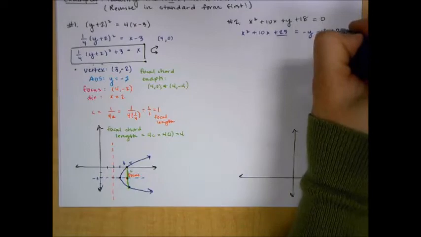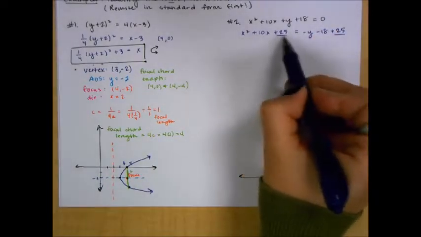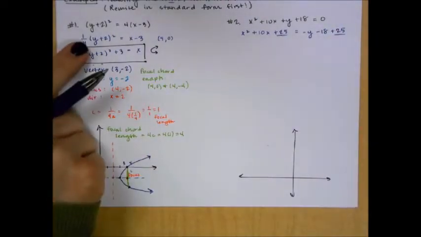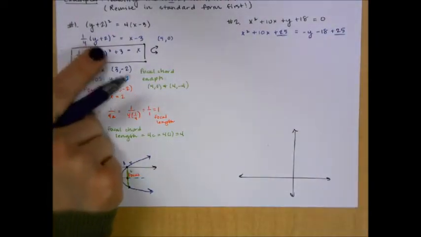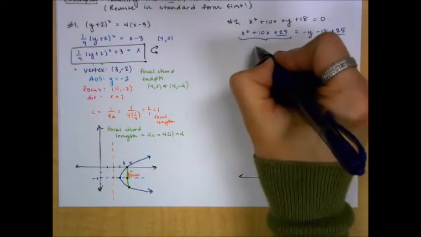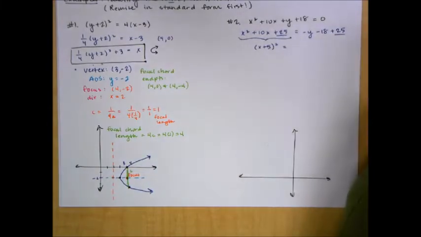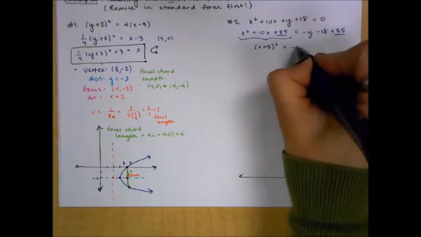What it does is allow us to factor the x values just like it did over here. This was a y plus 2 squared, so I'm looking for that to happen over here. This gives me x plus 5 squared. On the right side, I have negative y plus 7.